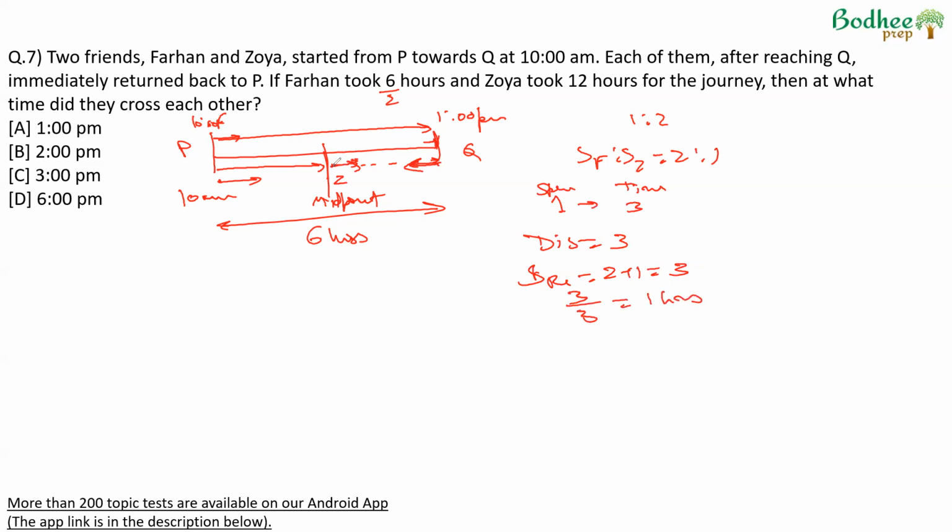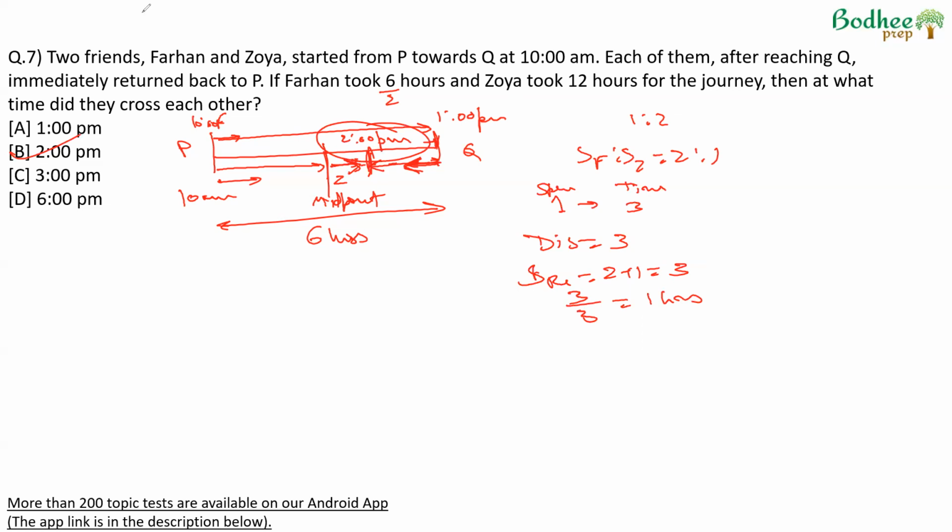The distance which Zoya covers in 1 hour, Zoya and Farhan together will cover in 3 hours. Therefore, after Farhan starts to move towards P again, 1 hour after that, both of them will meet, and therefore they will meet for the first time across each other at 1 hour after 1, which is 2 p.m.